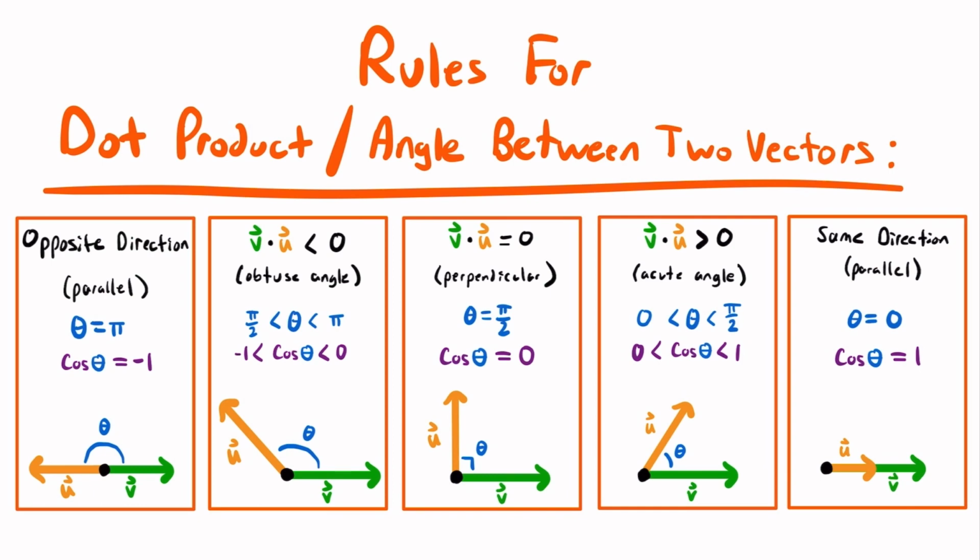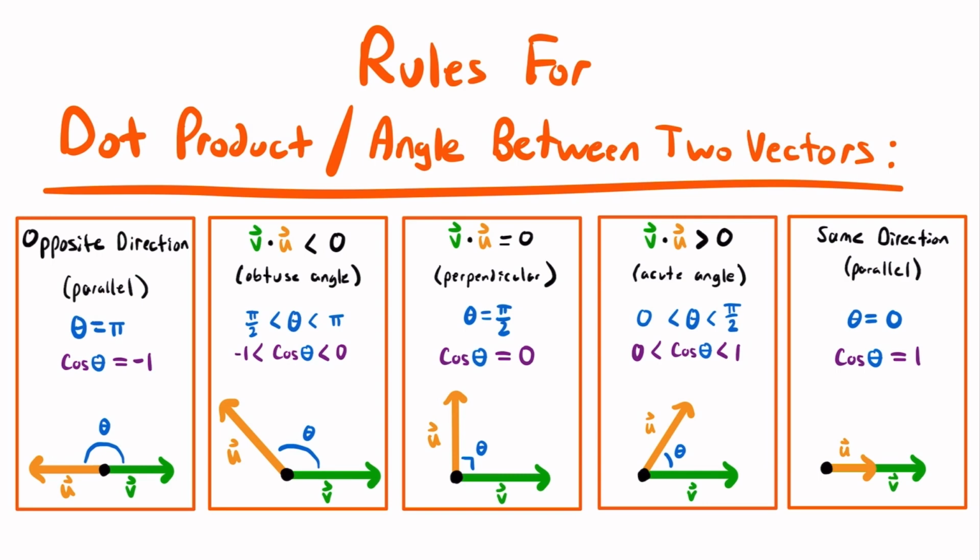Let's break it down. This first one here doesn't involve the dot product, but it is good to know when you have two vectors, vector v and vector u, and they're pointing in opposite directions and they're parallel, the angle between those vectors will be pi. Or in degrees, that's 180 degrees. Right, so as you can see here, vector v and vector u are parallel, but they're pointing in opposite directions, so the angle between those two vectors is 180 degrees, or an angle of pi radians. And of course, when theta is equal to pi, or 180 degrees, cosine theta is equal to -1.